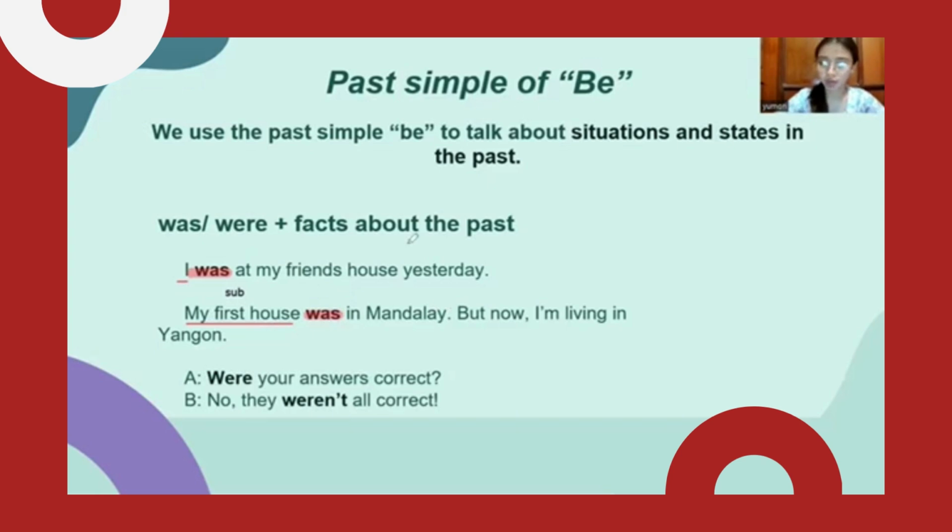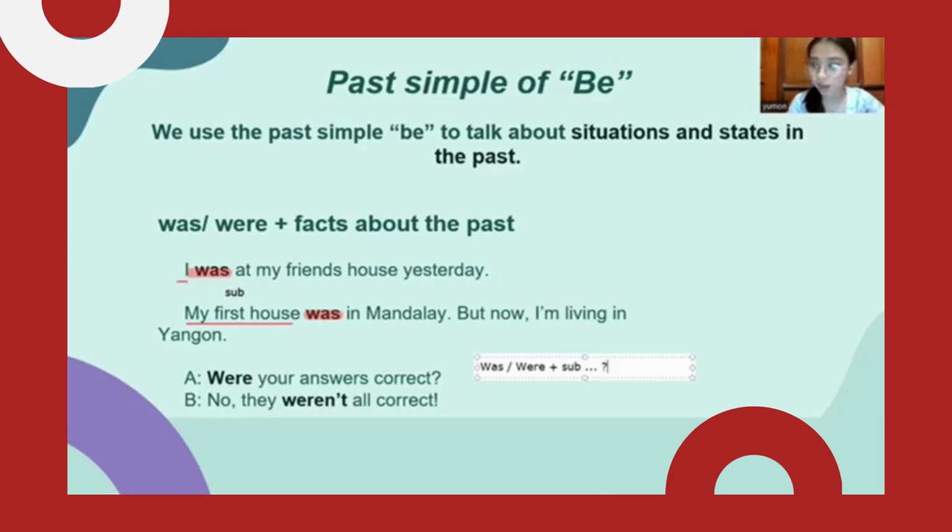Okay, so the next one. Were your answers correct? So this is the question, right? So when we make a question with past simple be, we normally start with was or were in the beginning of the question. Okay, so we write like this. Was or were in the beginning of the question plus subject. Okay, and then you continue the question and end with the question mark.